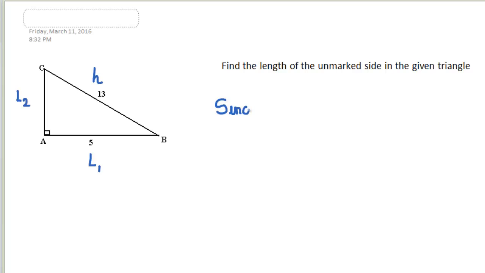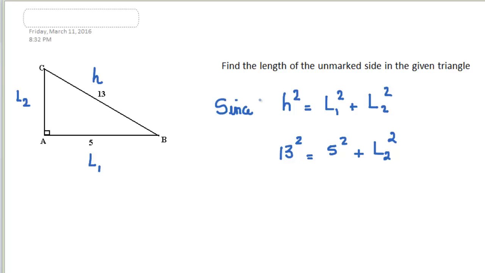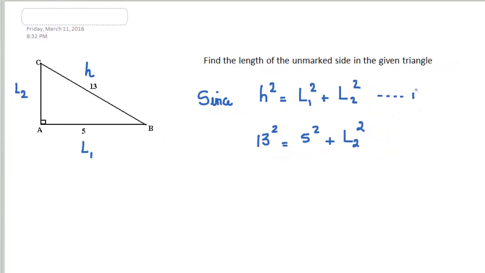Since H square equals leg 1 square plus leg 2 square, now I'm going to substitute each letter by its number. H equals 13, that means 13 square equals. Leg 1, I know it's 5, that means 5 square, plus leg 2, which is unknown, squared. Someone will ask me, where did you get this equation, number 1? This equation is the Pythagorean theorem.